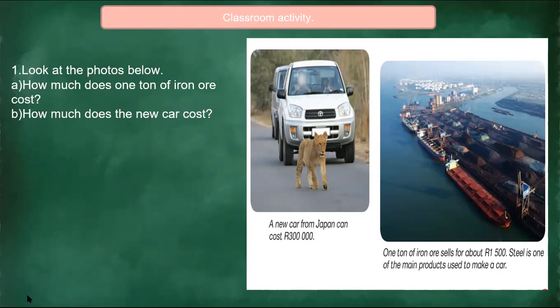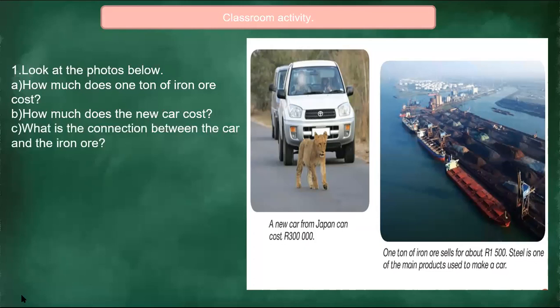Who else wants to speak? A new car from Japan costs 300,000 rand. That is correct. Awetu on the group also says 300,000 rand. Edurum also says 300,000 rand. I also say 300,000 rand. So we are all correct, guys. That's nice.